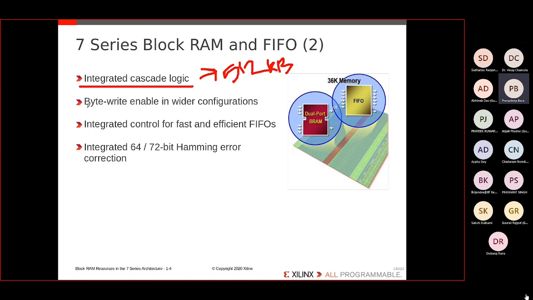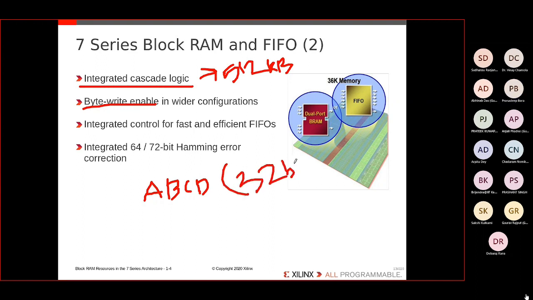Then there is byte write enable. Let's say I want to write A, B, C, D. Each is 8 bits, right? ASCII coding. So this is my 32-bit data. Out of this 32-bit data, I want to write A and I want to write D. I'm only interested in writing A and D; I am not interested in writing B and C.